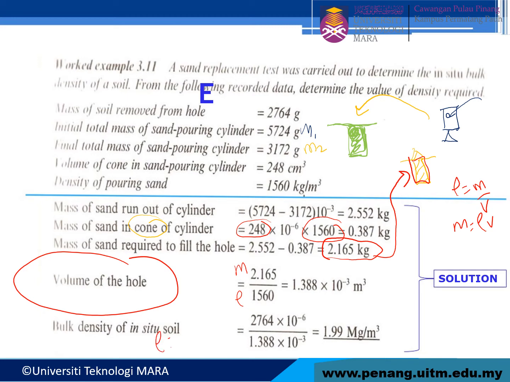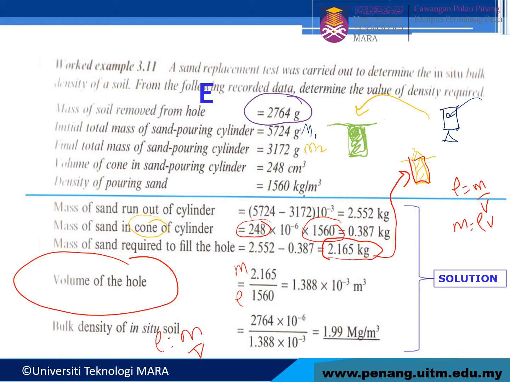Now the bulk density of the in situ soil. Since you have the volume of the hole, rho is equal to M over V, where M is the mass of soil removed. You want to determine the bulk density of the soil that we excavated, so mass over volume. The mass is 2764 times 10 to the minus 6 over the volume of the hole, 1.388 times 10 to the power of minus 3. So you will get 1.99 Mg per meter cube. This is the bulk density of the in situ soil.